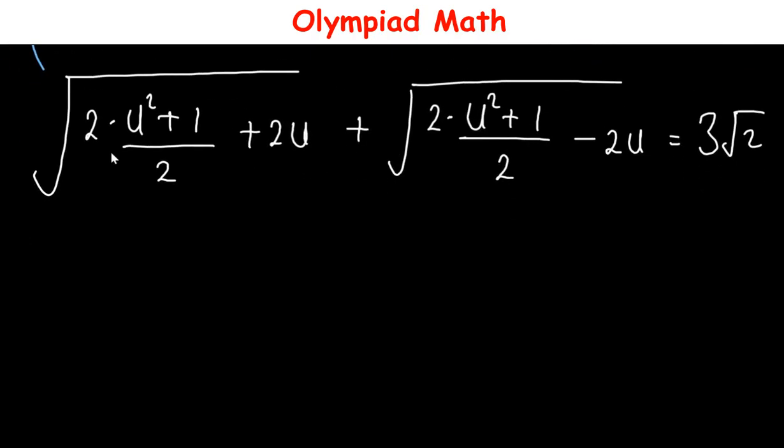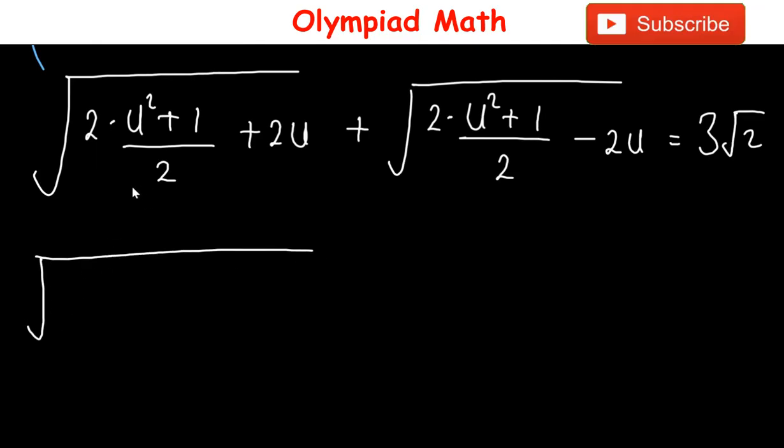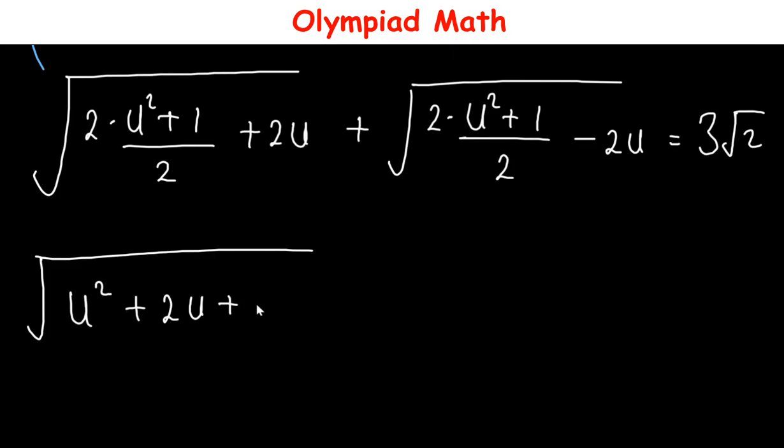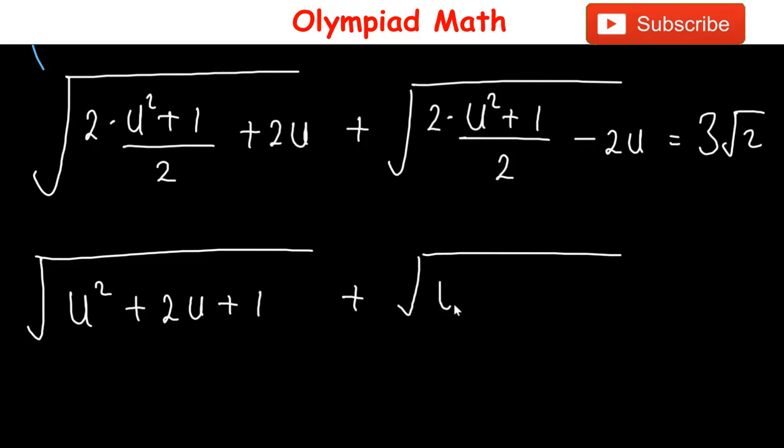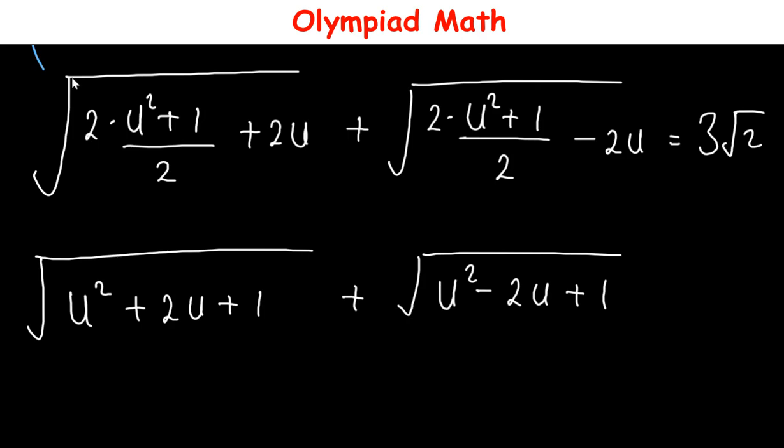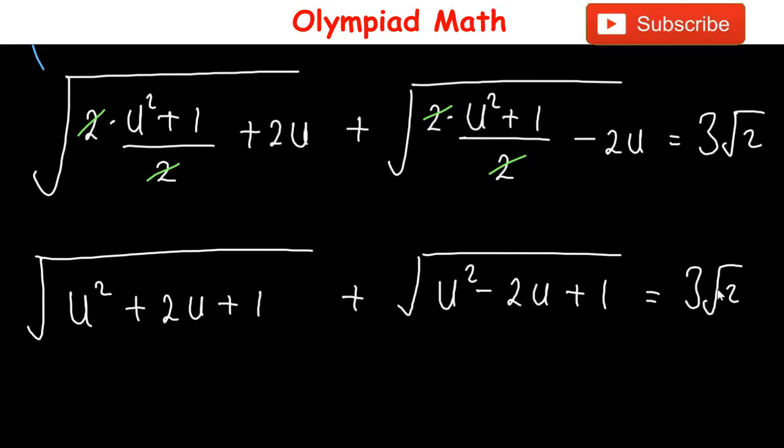So with this, we can then express this as the square root of, so right here, this can be written as u squared plus 2u plus 1, then plus the square root of u squared minus 2u plus 1, in the sense that 2 will divide 2. So we have this given equation, and this is equal to 3 times the square root of 2.